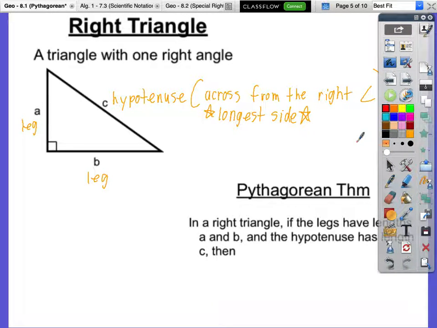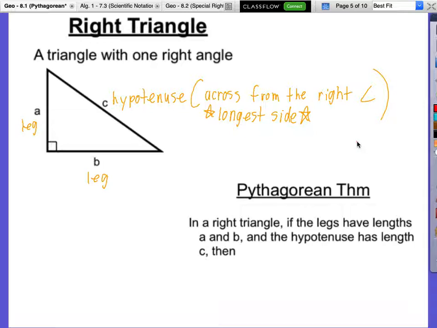So we have this Pythagorean theorem. We talked about this a little bit, and we used it a little bit last chapter. The Pythagorean theorem says in a right triangle, if the legs have lengths A and B and the hypotenuse has length C, then A squared plus B squared is equal to C squared. So if you square the length of one leg and the other leg and add them together, you'll get the squared length of the hypotenuse.